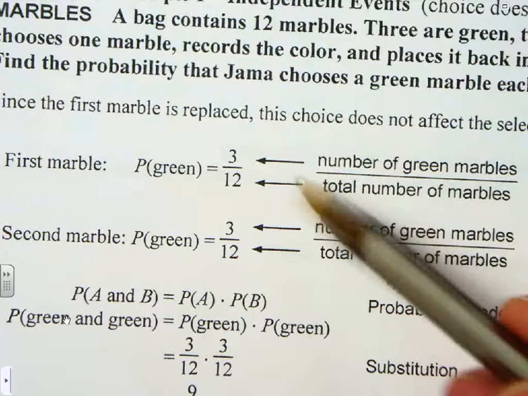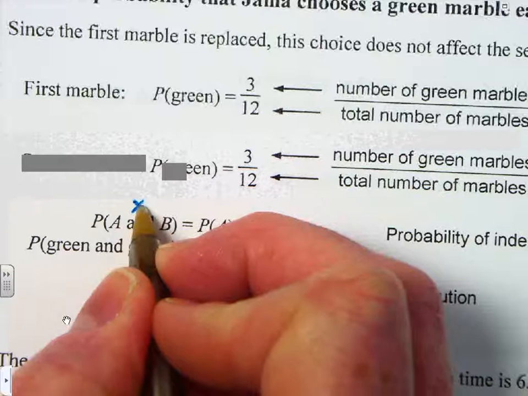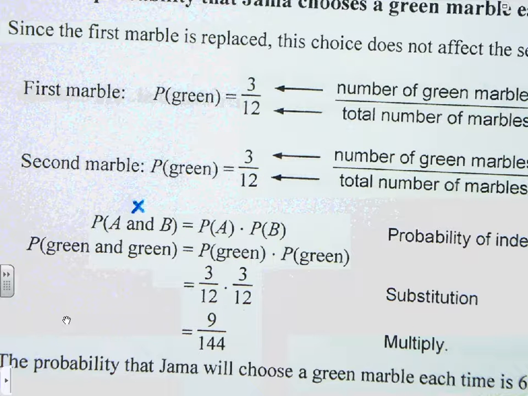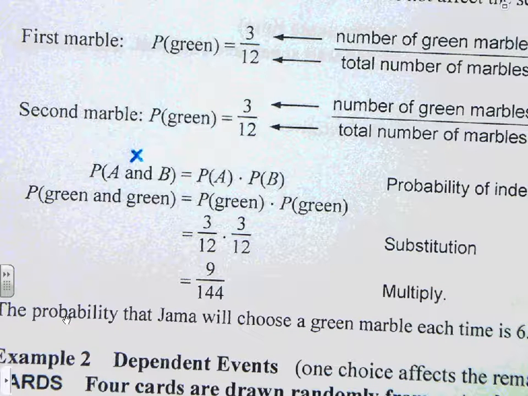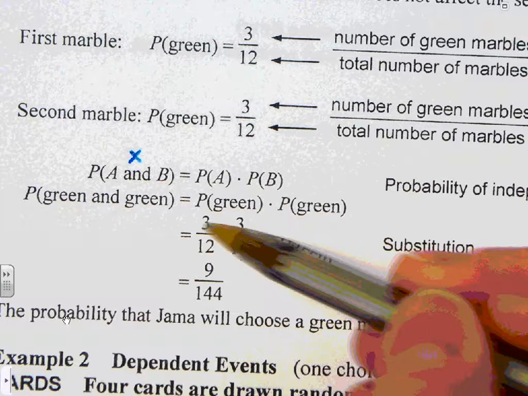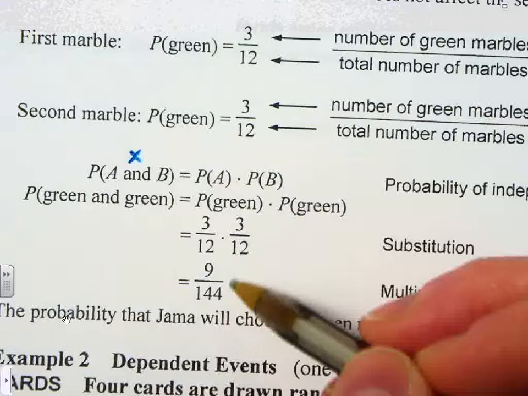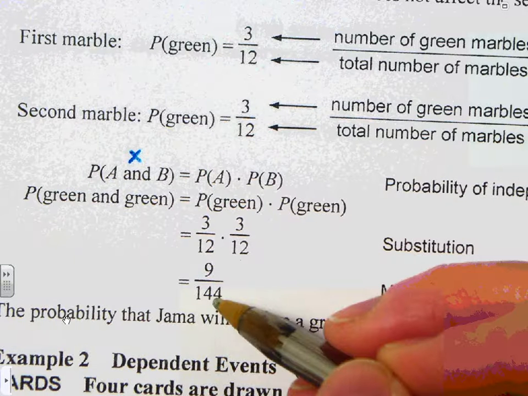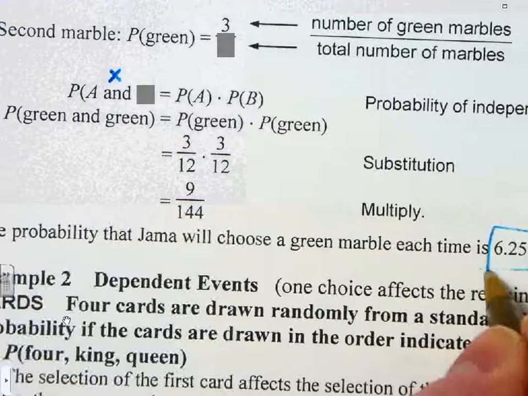I have the two probabilities, and to put them together, the word "and" in this lesson means to multiply. Okay? So the probability of A and B occurring is the same as the probability of A times the probability of the B event. So the probability of the green times the probability of the green, 3 over 12 times 3 over 12 is 9 over 144. Work your fraction from the top to the bottom. 9 divided by 144 gives you approximately a 6% chance of that actually happening.